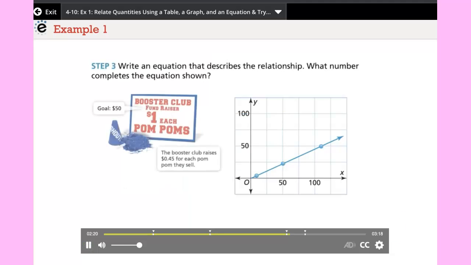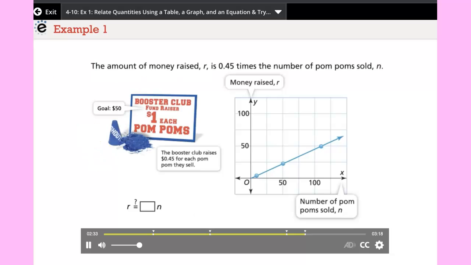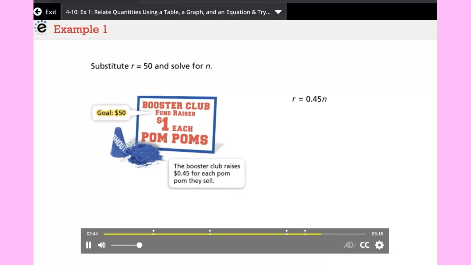Now, we're ready to write an equation that describes the relationship between n, the number of pom-poms sold, and R, the money raised. What number completes the equation shown here? The amount of money raised, R, is 45 hundredths times the number of pom-poms sold, N. To find out how the goal of $50 can be reached, substitute R equals 50 into the equation and solve for N. Divide both sides by 45 hundredths to find that N is a little more than 111.